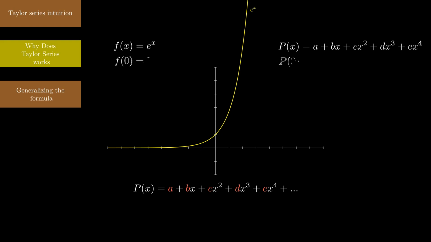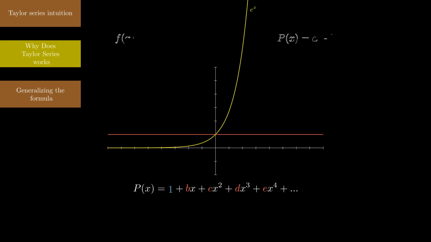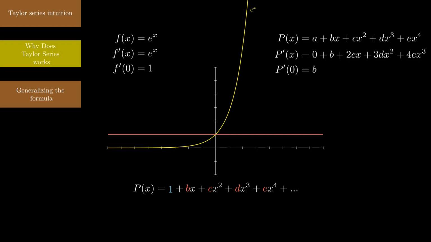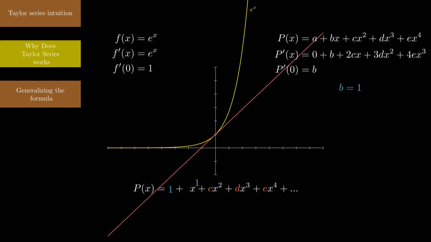When we do this for f, it equals e to the power 0, which is 1. Similarly, when we plug 0 into our polynomial, all terms vanish except the constant term, which gives us the coefficient a, and we find a equals 1. For the next coefficient, we differentiate both the function and the polynomial. This ensures that our approximation shares the same slope as the function. Consequently, we find b equals 1.